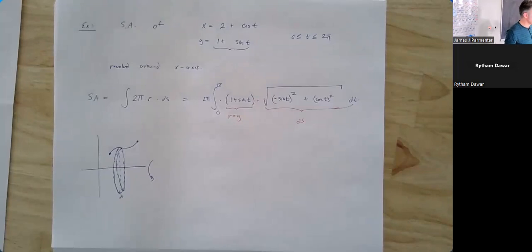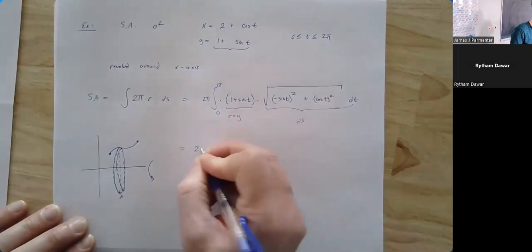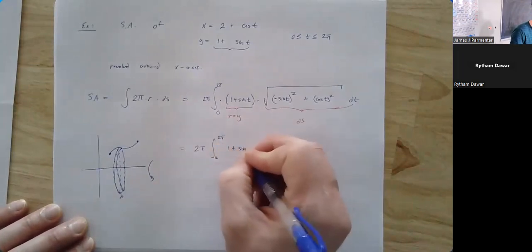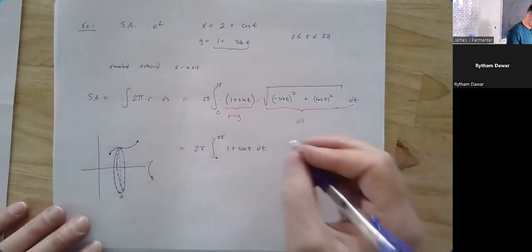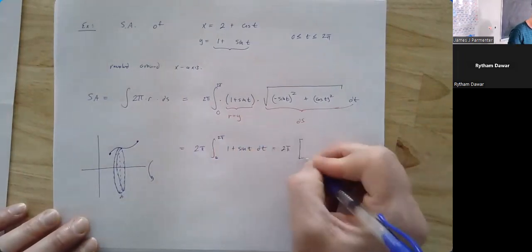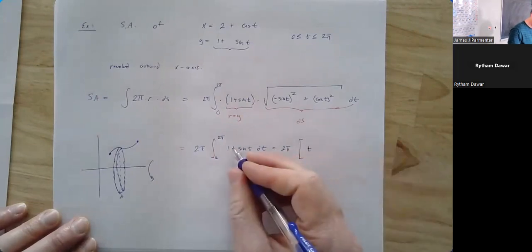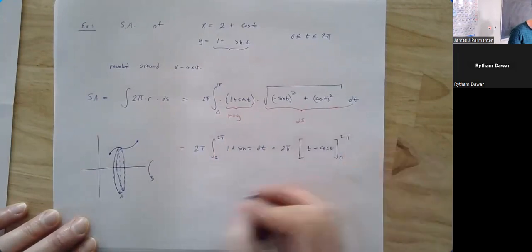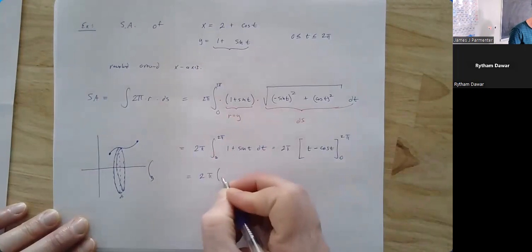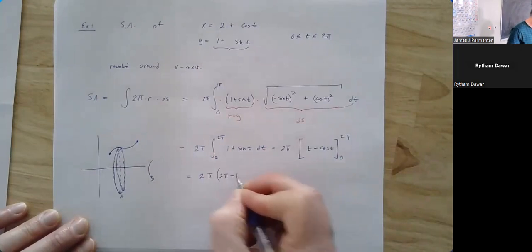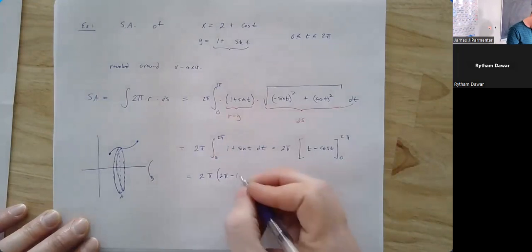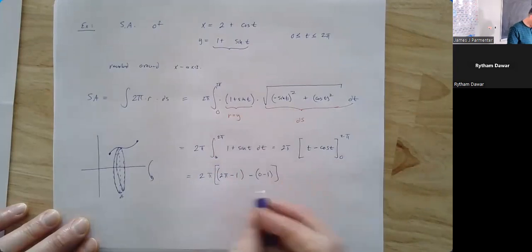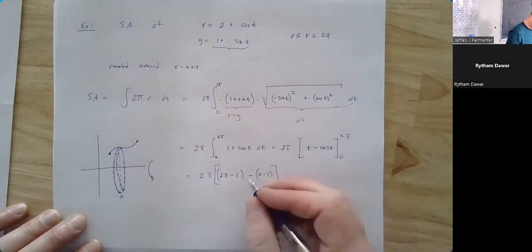So this one is way less stupid than the last one. We're going to get 2 pi times the integral from 0 to 2 pi of just 1 plus sine t. And that's actually a very reasonable thing to compute. It's going to be 2 pi times the integral of 1, which is t, and the integral of sine t is negative cosine t, from 0 to 2 pi. So we end up with 2 pi times 2 pi minus 1, because cosine of 2 pi is 1, minus 0 minus 1. Now if the 1's cancel, I think we just get 4 pi squared.